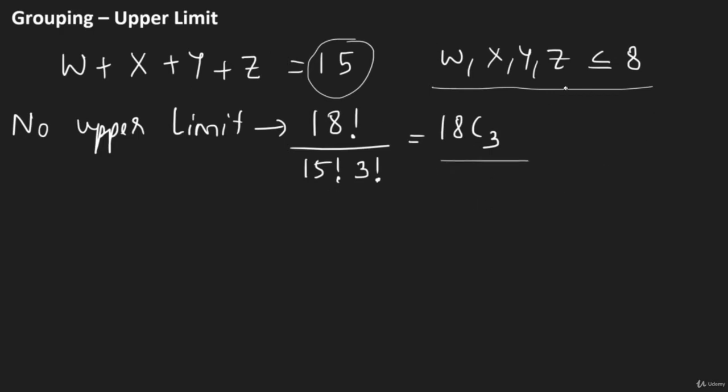Now, to find the answer to this question where we have an upper limit, all we need to do is, from 18C3, subtract the violations. That is, where this criteria over here, that each of these has to be less than or equal to 8, is violated. Now let's try to find the violations.